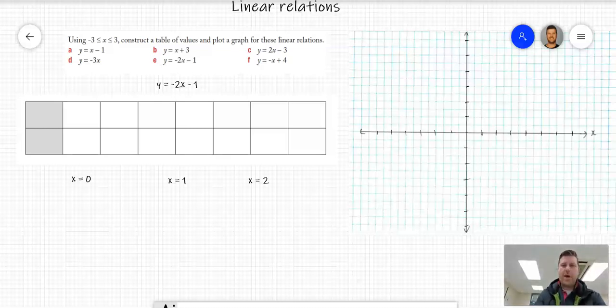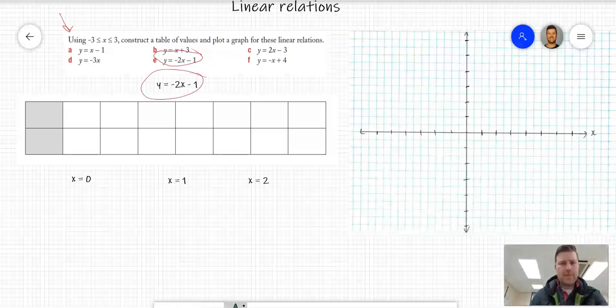In today's video, I'm going to show you how to graph a linear equation by first constructing a table of values to plot some points on a Cartesian plane. The question at the top says: using -3 ≤ x ≤ 3, construct a table of values and plot a graph for each of these linear relations. I'm going to do one of them, E here, and you can see I've rewritten the equation there.